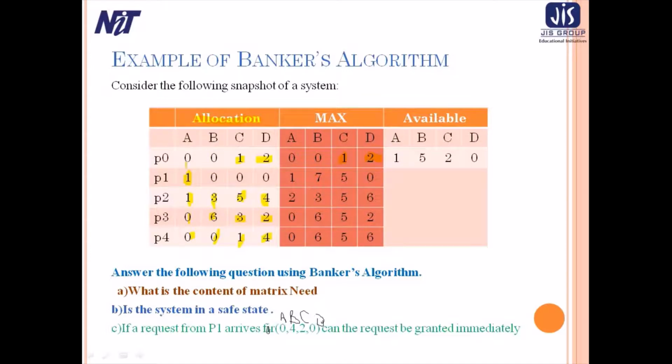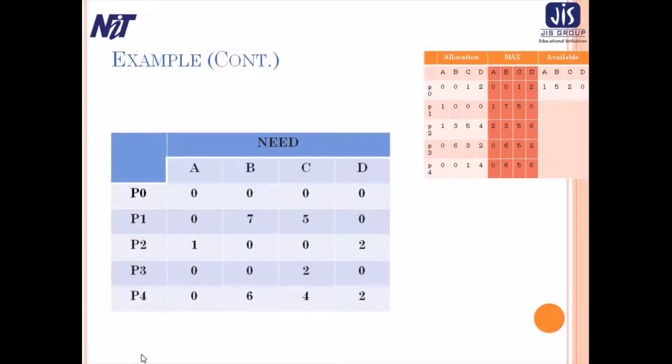So after providing these resources to the several processes, now in our system this is the available vector, where currently only 1 instance of A type resource is available, 5 instance of B type resource is available, 2 instance of C type resources available, and 0 instance of D type resource available. From these available resources we have to perform Banker's algo.